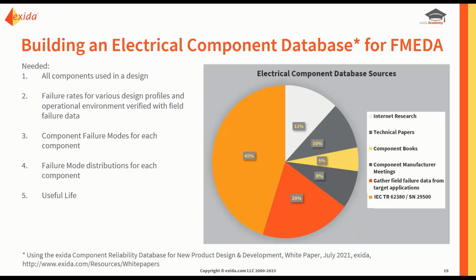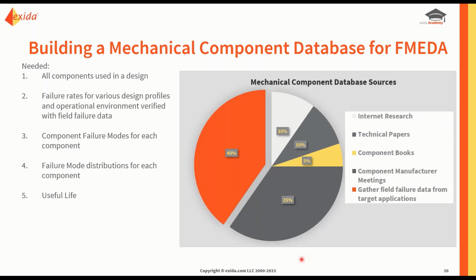So when you're building a component database, where's the best place to start in looking for the information? As I said, when Exida were starting their component database, the main source of information they pulled on was the IEC 62380 and the Siemens 29500 databases. But other areas that were key to pulling in the information that went into the database was gathering field failure data from target applications, meeting with component manufacturers, and then also technical papers and component books.